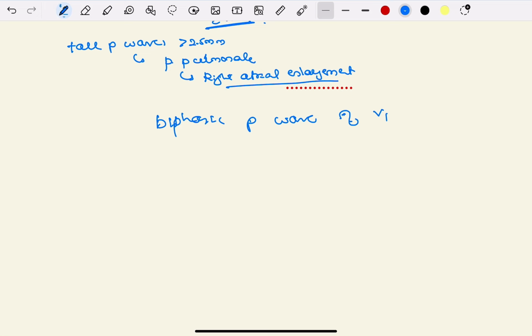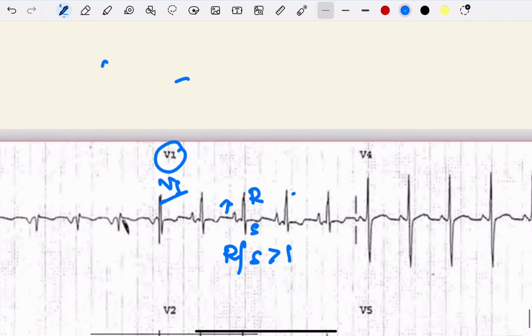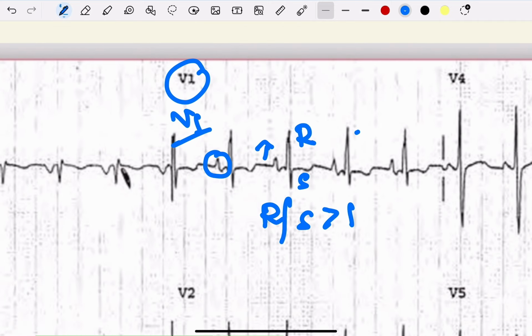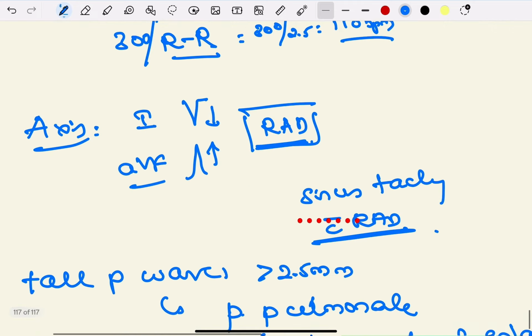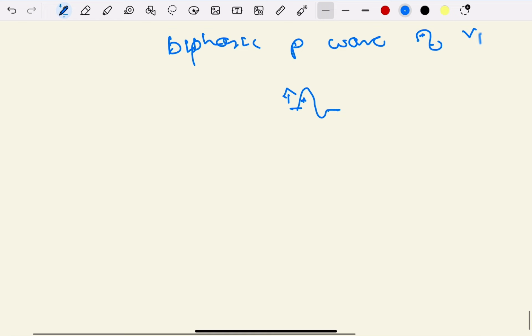So what happens in right atrial enlargement? This positive component is elevated or enlarged. Look at this P wave. The positive component is elevated, so increased. That means lead V1 also says there is right atrial enlargement. And here the QRS complexes have an RS ratio more than 1, so a dominant R wave in V1, that suggests right ventricular hypertrophy.